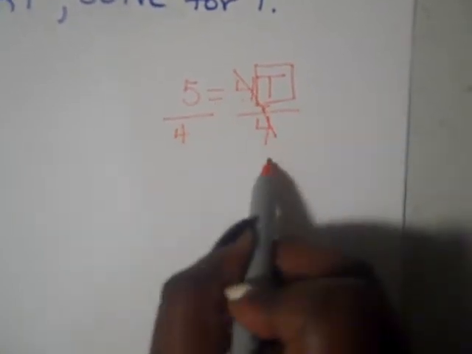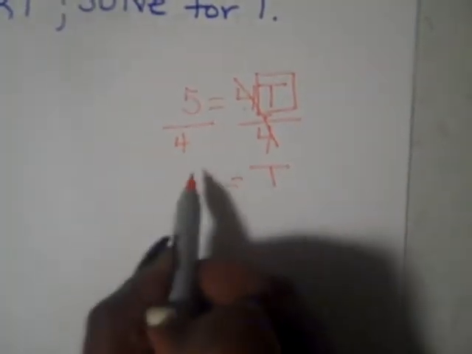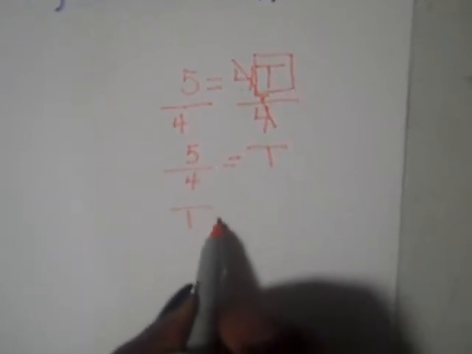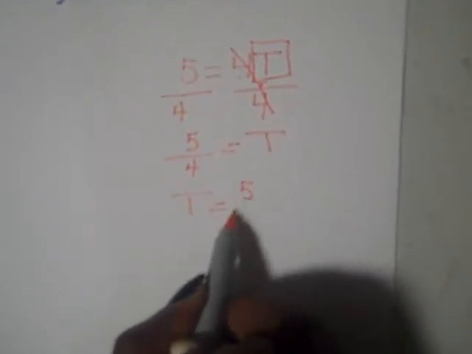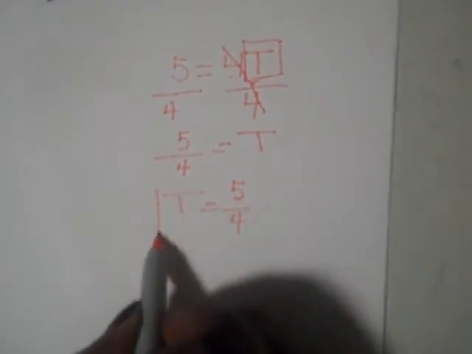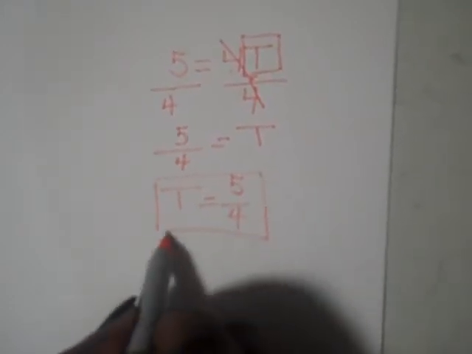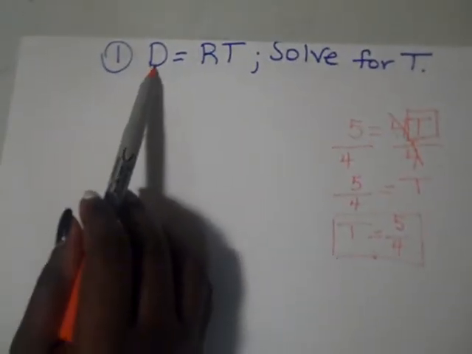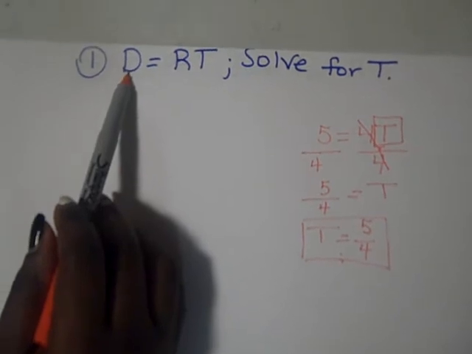My 4's cross out, and we have T equals 5 divided by 4. And I like for my variables to be on the left, so T equals 5/4. So this might be something that you're familiar with. We will do this problem the same way like we did this one. So now let's go back to our regular scheduled problem.